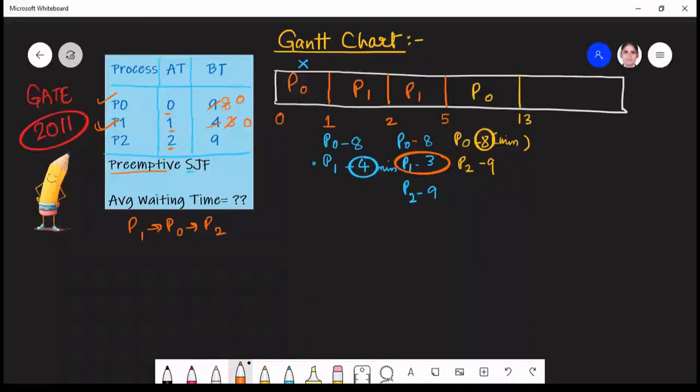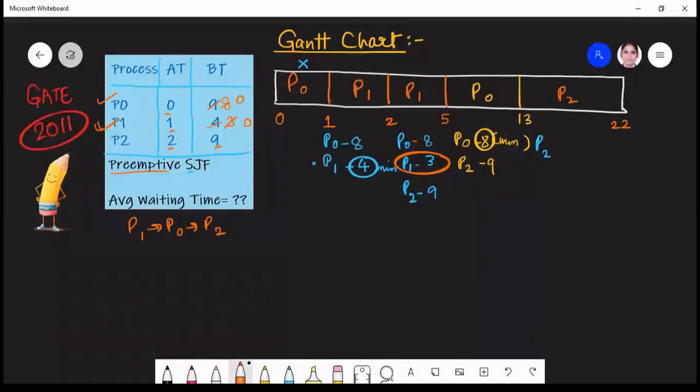At 13 milliseconds, when P0 has also completed its execution, we are just left with P2. Now P2 will take the CPU and run for its remaining time, which is 9. 13 plus 9 is 22. So this is the Gantt chart for preemptive SJF. SJF means shortest job first, so the process having the least time is going to take the CPU.